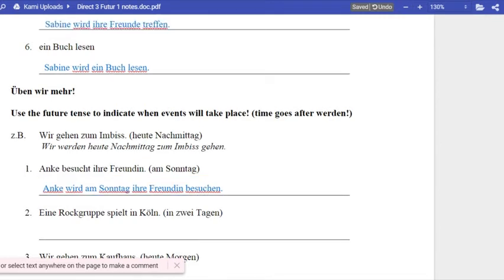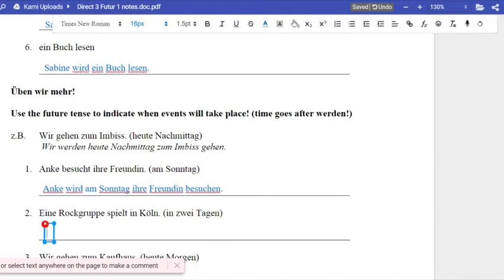Nummer 2. So we have eine Rockgruppe spielt in Köln. A rock group is playing in Cologne. Okay, we're going to change this to the future tense, add werden to the mix. Werden will take the place of the conjugated verb spielt here. And we're going to add our time element. Time element is going to go right after the verb. So let's start with our subject. Eine Rockgruppe, a rock group. Now we need to conjugate werden.